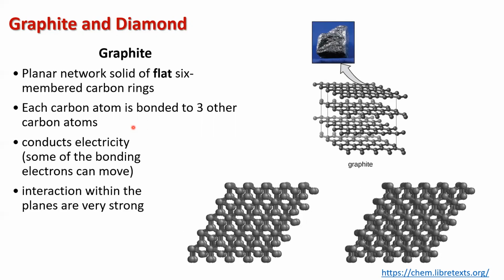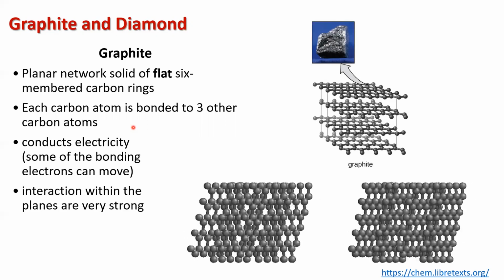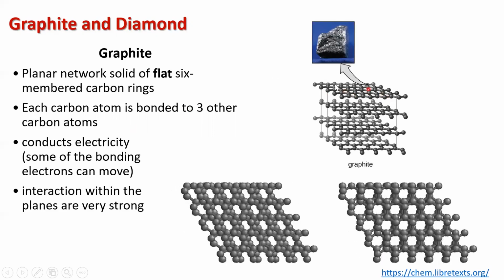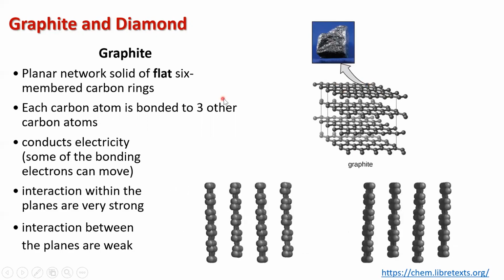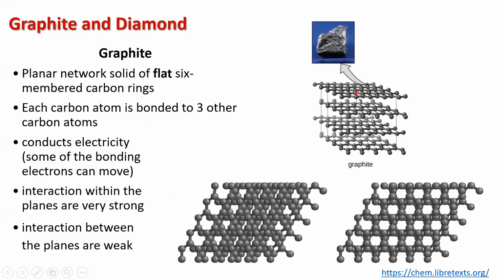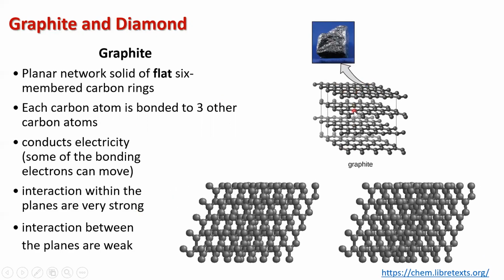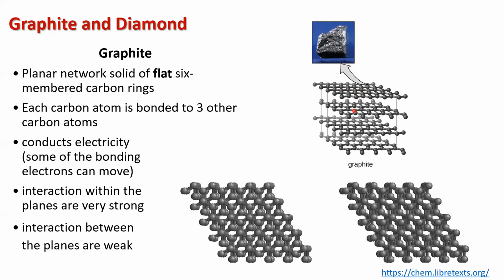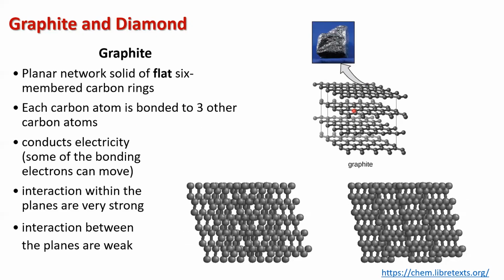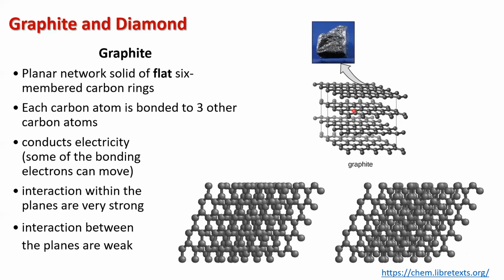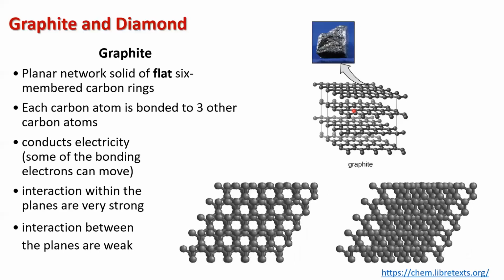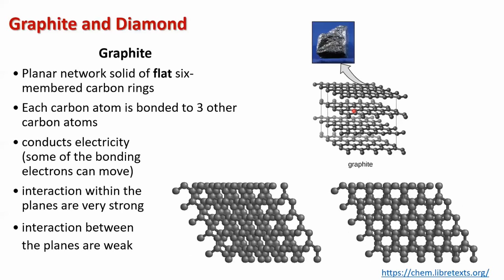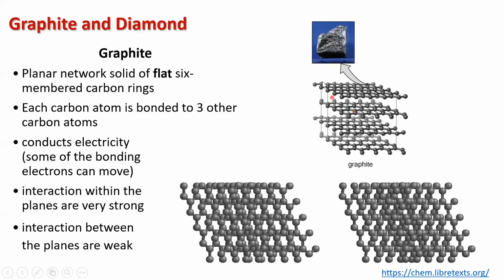And we've got kind of 2 different things going on. We've got interactions within these planes, which are very strong. But then we've got interactions between the planes, which are weak. So if you look at a pencil, a pencil isn't made out of lead, even though they say it's made out of lead. The stuff that we write with out of a pencil is actually graphite. And it's just those planes that slide past each other as it writes on the paper.